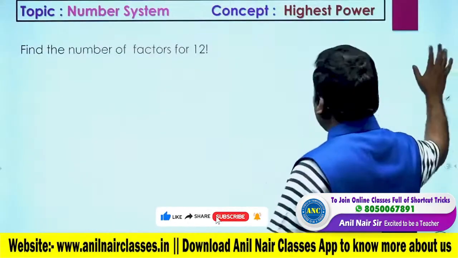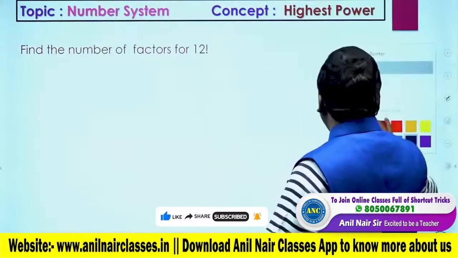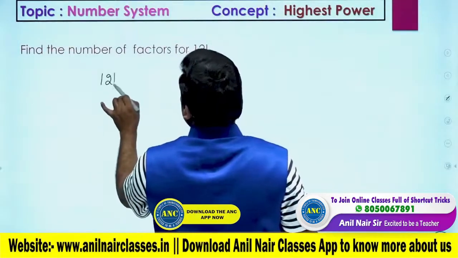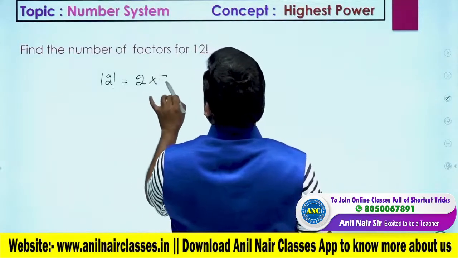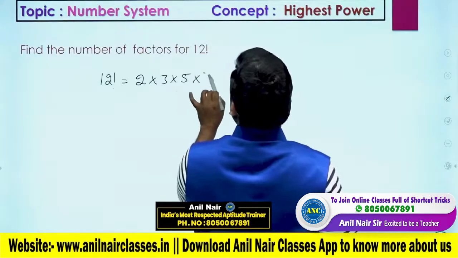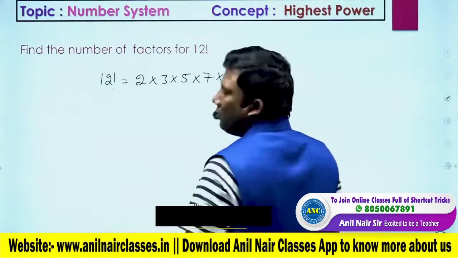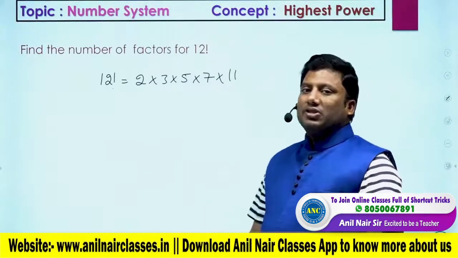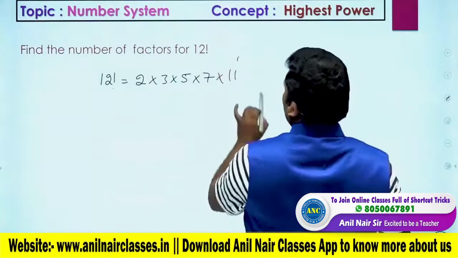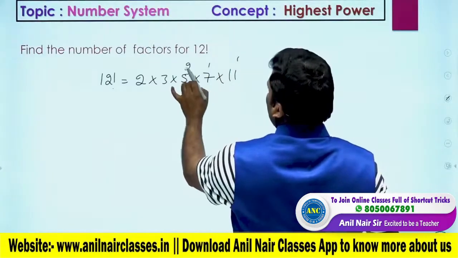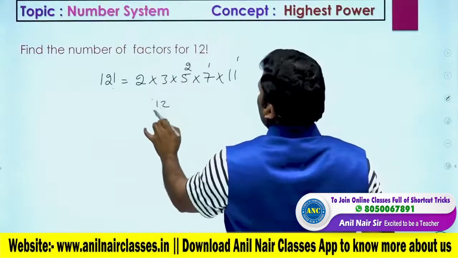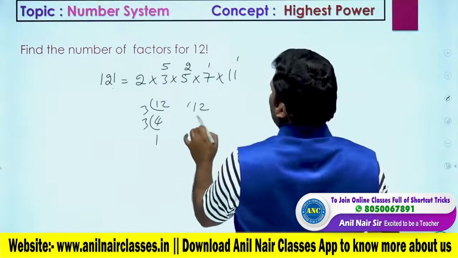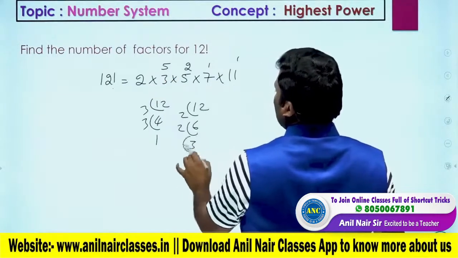Idea clear? Next one. Find the number of factors of 12 factorial. Any factorial can be written as a product of powers of prime numbers from 1 to 12. So 2, 3, 5, 7 and 11. We have to find the powers of 2, 3, 5, 7 and 11. For 11 it is 1, for 7 it will be 1. For 5 it is 2. For 3 it will be 3 4s are 3 1s are... it is 5.